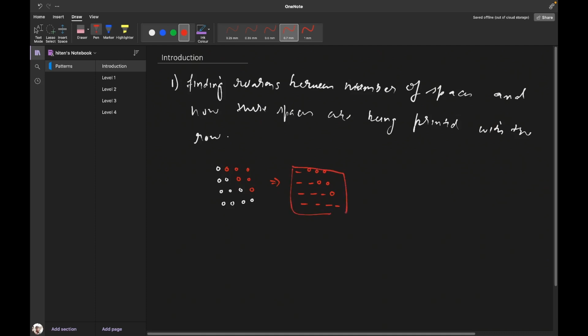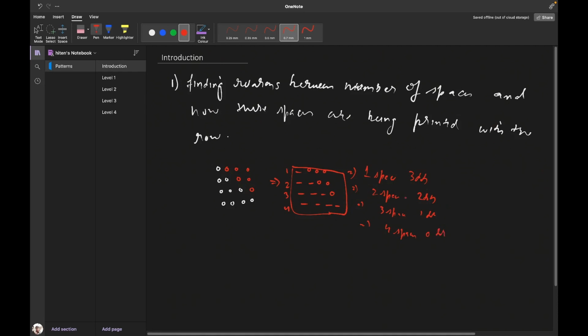To print this kind of pattern, first we need to find the relation of the number of spaces with the row. Let me number these rows: this is the first row, second row, third row, and fourth row. In the first row we have one space followed by three dots, in the second row two spaces followed by two dots, in the third row three spaces followed by one dot, and in the fourth row four spaces followed by zero dots.